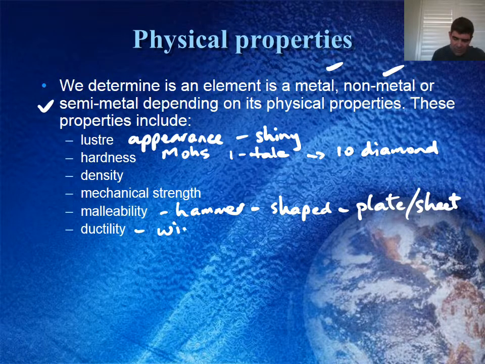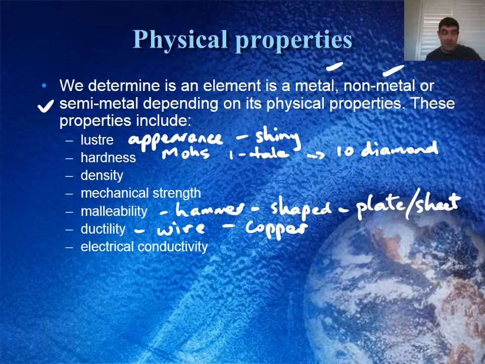Ductility refers to whether or not we can draw it into a wire. So something is ductile if we can make a wire out of it. A good example of this would be copper wire that is used quite extensively in electric circuits. Copper is a very good substance to be made into a wire for conductivity, and so therefore we would describe copper as being very ductile. Electrical conductivity is important, so whether or not the element will conduct an electric current or allow an electric current to pass through it. Likewise for heat, thermal conductivity is relating to heat and whether or not the substance will allow heat to be transmitted through it.